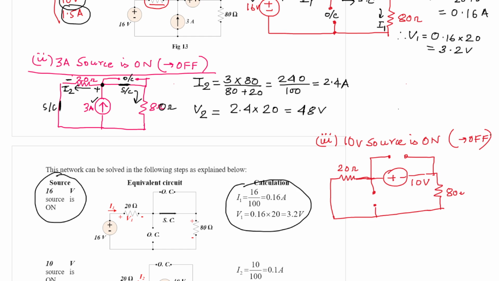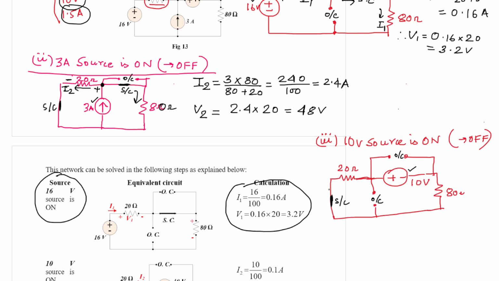Let me recap. We have a 10 volt source as a third source. We have the 16 volt source as our first source, so we are shorting it to make it deactivated. Then we have our second source, the 3 ampere current source, and we are making it open circuited. And we have the 1.5 ampere current source deactivated by making it open circuited. So only the 10 volt source is active alone.